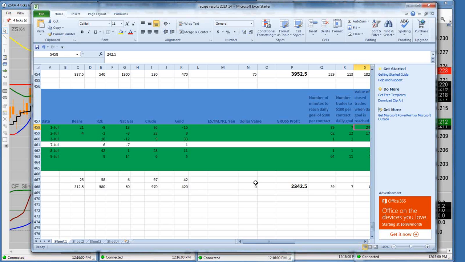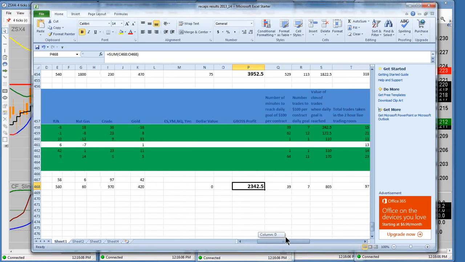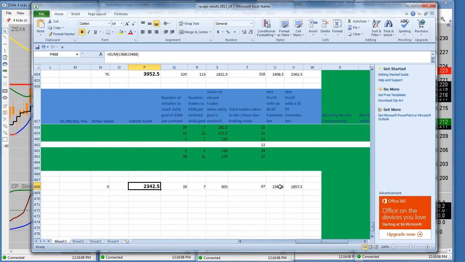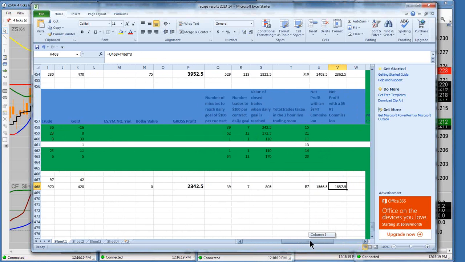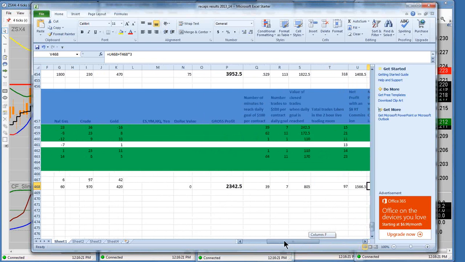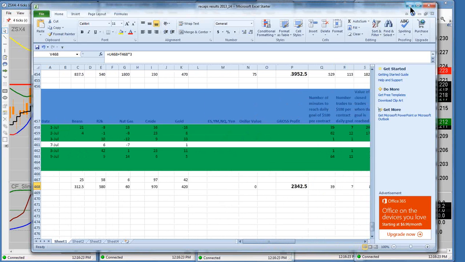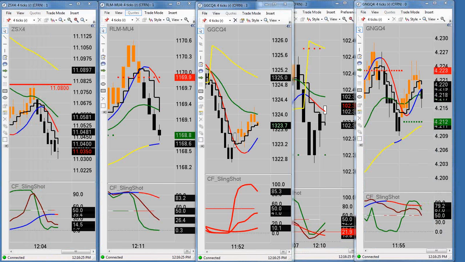Anyway, for the month, we're up $2,342.50 per contract. That is the gross number. The net number, if you have an $8 commission for every trade, is $1,566. If you have a $5 commission per trade, $1,857. Not too shabby for 6 days work. Actually, just 12 hours work. All right, that's it for that.